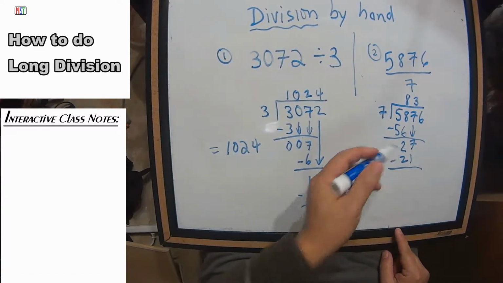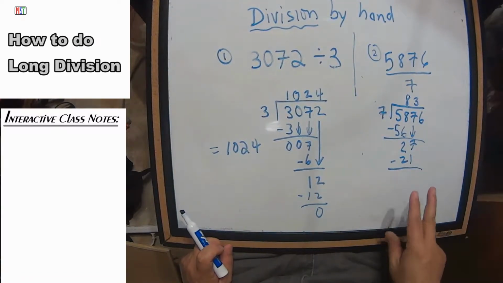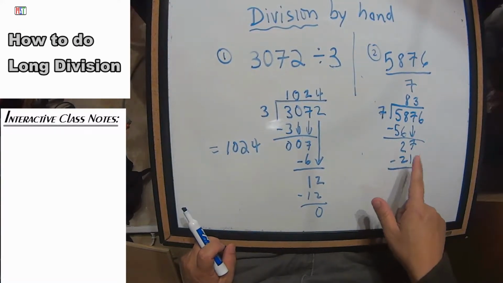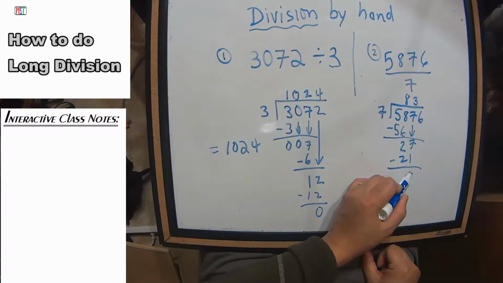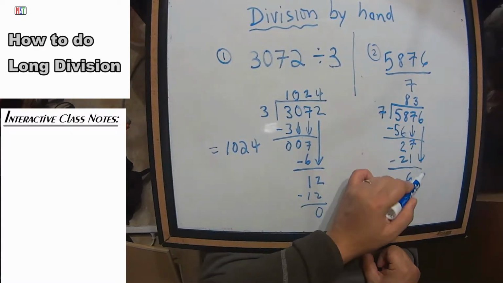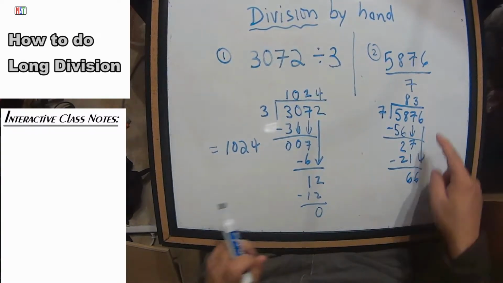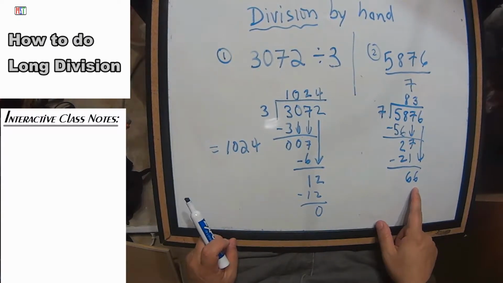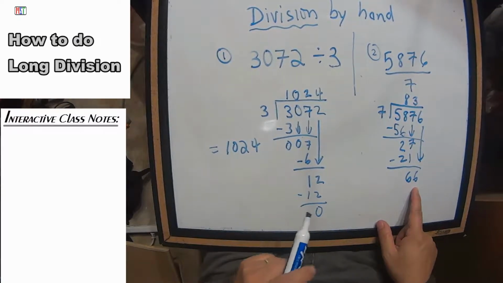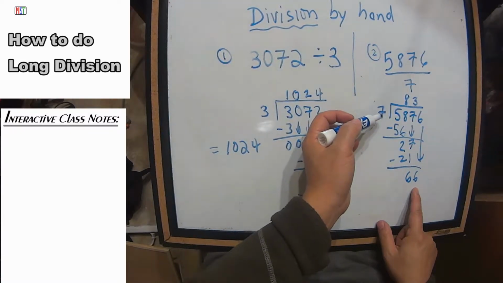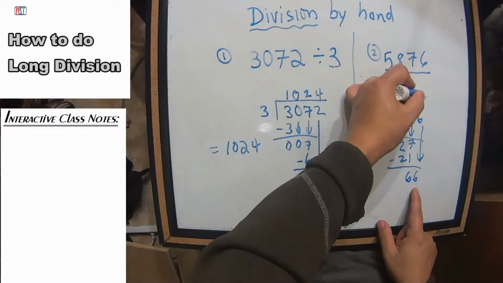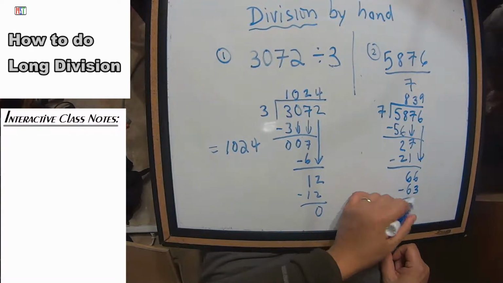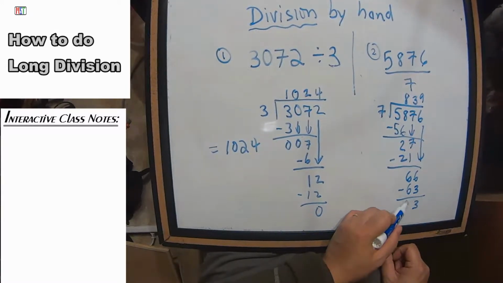If it was 4, it would be 28, which would be too high, right? You want a number just the same as or below that. So 3 times 7 is 21. So 27 minus 21 gives you 6. Because 7 cannot go into 6, you bring down the 6, the last digit here. Can 7 go into 66? Yes. How many times? It can go in 9 times. So 9 times 7 is 63. Subtract the difference, which gives you 3. So we have a remainder of 3.